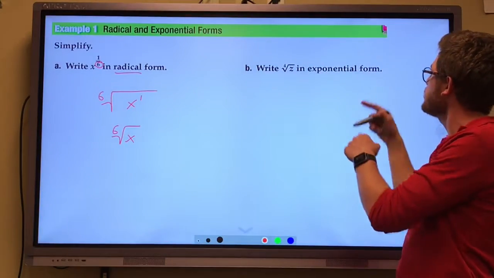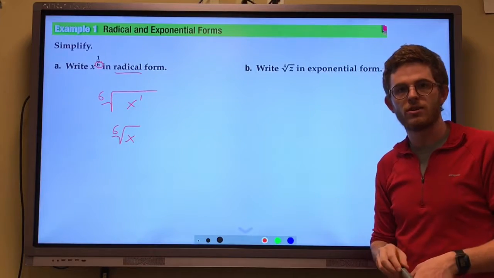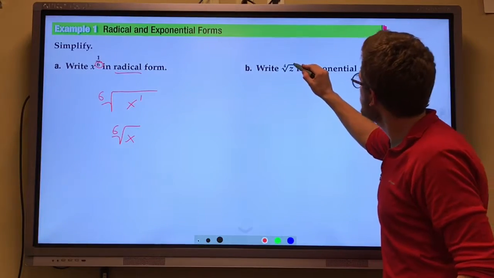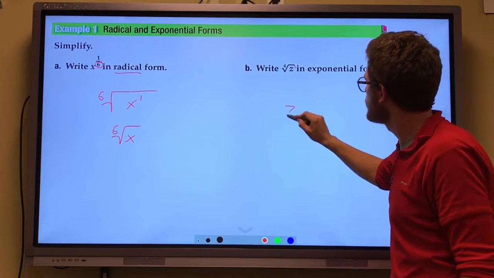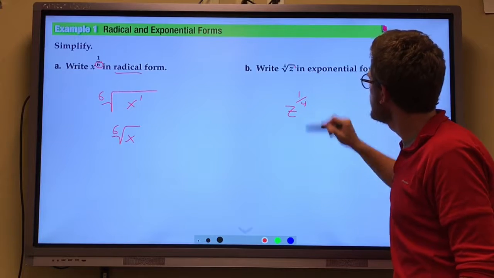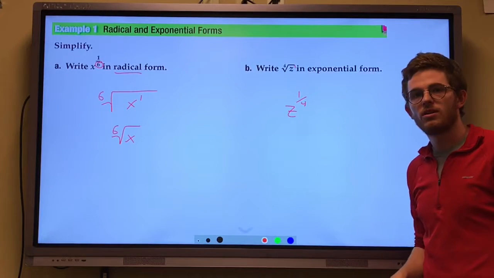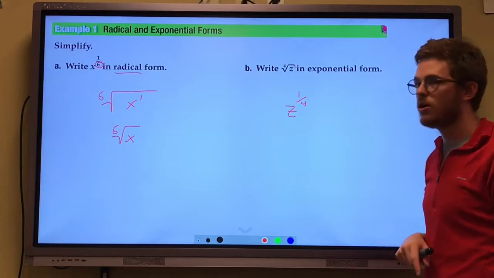If we want to write in exponential form, guess what? We need to see that rational exponent. Well, we see that it's z to the first power, and we're taking the 4th root. The index is always going to be the denominator, and the exponent that the radicand is being raised to is going to be our numerator.